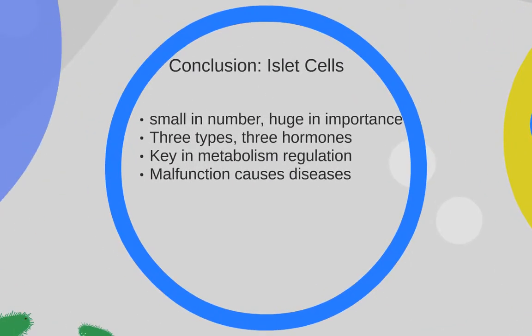Islet cells are not very numerous in the body, but perform vital functions. There are 3 types of islet cells and 3 hormones secreted. Alpha secretes glucagon, beta secretes insulin, and delta secretes somatostatin. Islet cells are key in metabolism regulation. Islet cell malfunction can cause diseases.